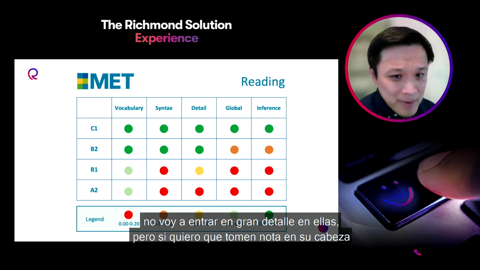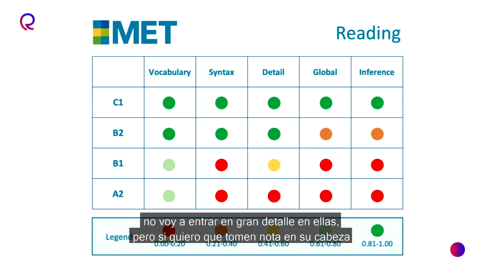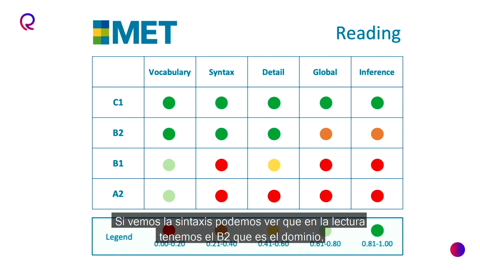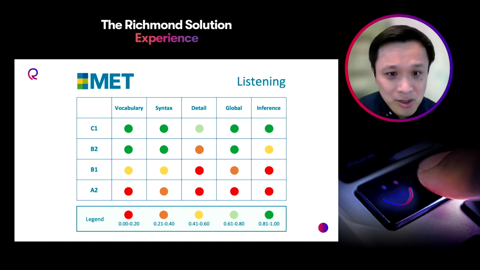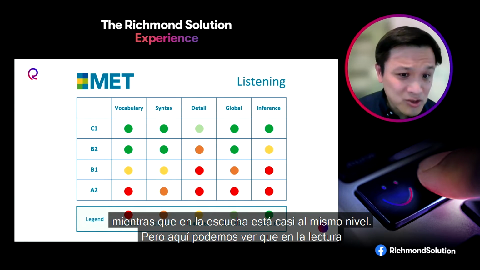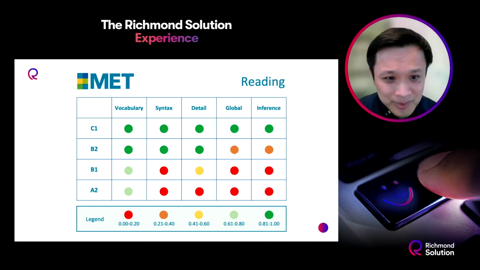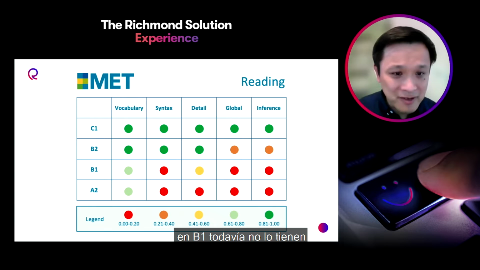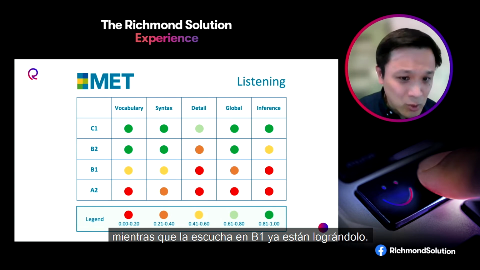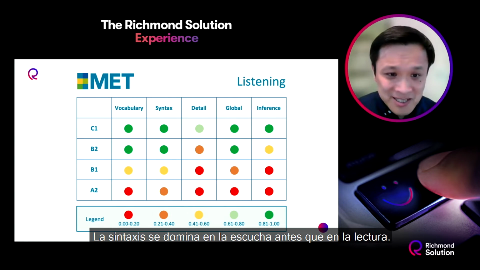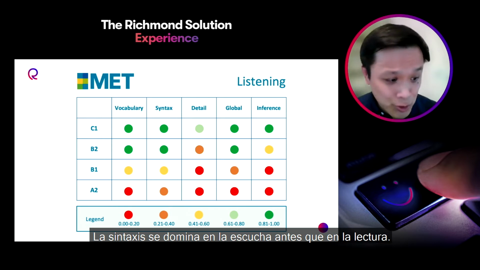And I'm not going to go into them in detail right now, but I do want you to make a note at the back of your head, the difference between them. Okay, so if we take a look at syntax, we can see that in reading, it's at B2 that this is mastered, whereas in listening, it's roughly at the same level. But you can see that in reading, at B1, they really just don't have it yet, whereas in listening at B1, they're already getting there. So syntax is mastered in listening earlier than in reading.